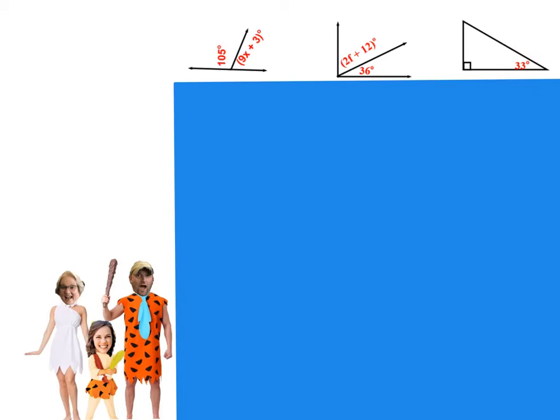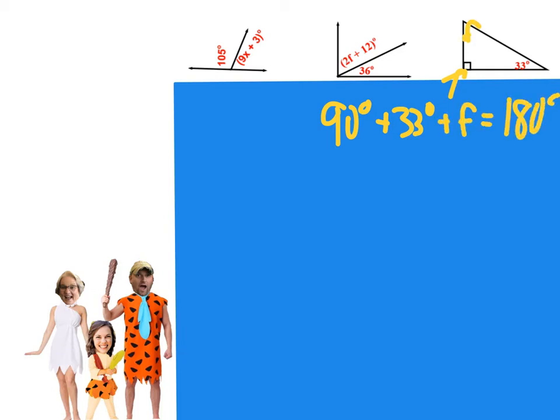So what I see there is I have one 90-degree angle. It doesn't say the number, but I know what that symbol means. And I have a 33-degree angle. And I have an unknown angle, which I'll just call F. If I add them all together, I get 180 because every triangle adds up to 180.